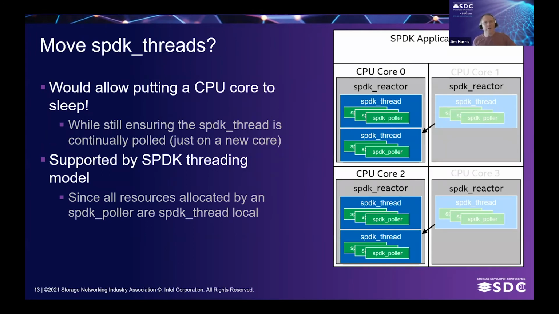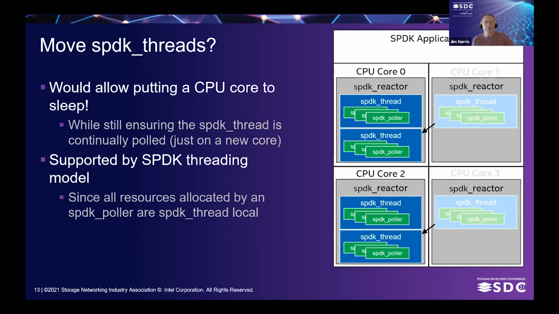So the third option is, what happens if we could move these SPDK threads? In this example, we show that the SPDK threads that were running on cores 1 and 3 are being moved to cores 0 and 2. If we can do this, it allows us to put a CPU core to sleep, because now cores 1 and 3 no longer have any SPDK threads running.